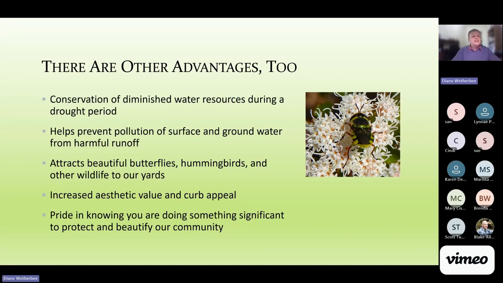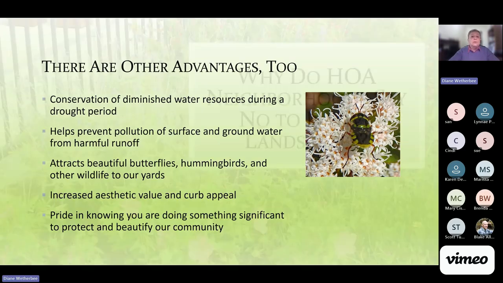Just the fact that it attracts beautiful butterflies, hummingbirds, and other wildlife to our yards, that alone, I think, makes it worth it. Also, it actually increases the aesthetic value and curb appeal if native plantings are done properly. They can be real showstoppers. And then there's just the pride in knowing that you're doing something to protect and beautify our community. I think that's actually really important also.